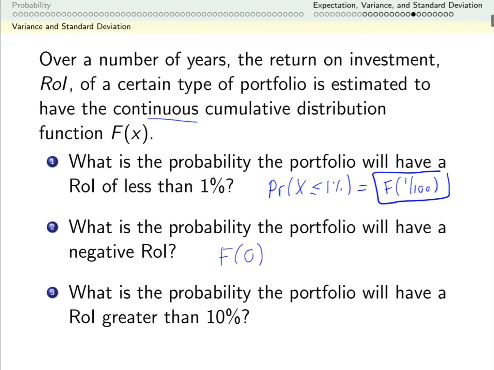What's the probability it'll have a return on investment greater than 10%? Well, the probability that it's less than 10% is F of 10%. So the probability that it's greater is everything else. So 1 minus F of a tenth. 100% of the time minus the times that it's lower than 10%.